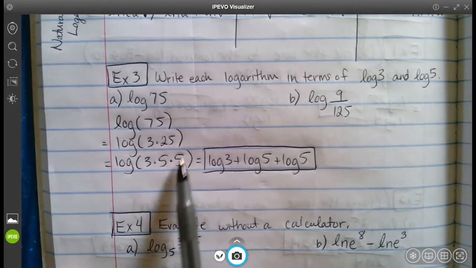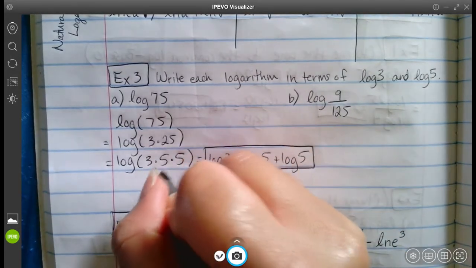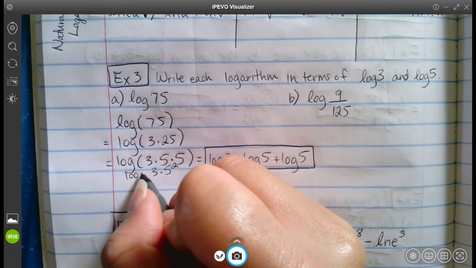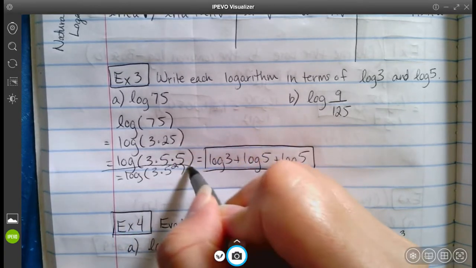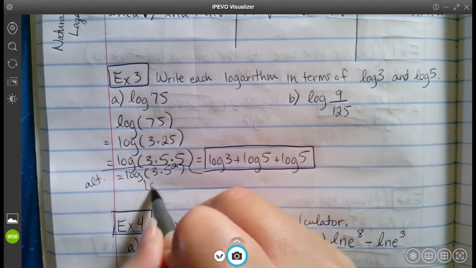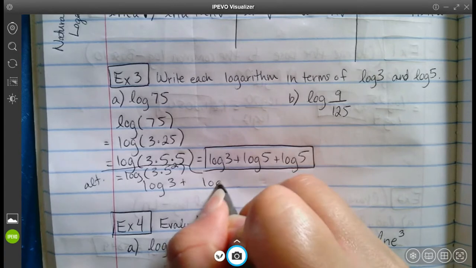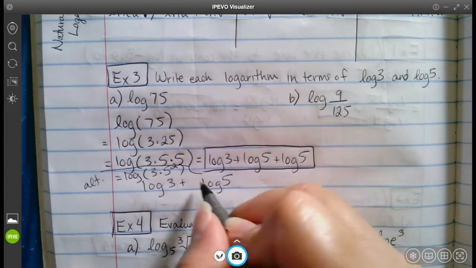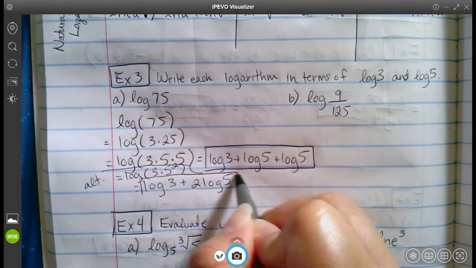I could also rewrite this one since there's two 5s. I could make this 5 squared. I could do 3 times 5 squared. So let me rewrite it like this. Log of 3 times 5 squared. This is the alternate form, I guess you could say. We can say this is equal to log 3 plus log 5 squared. But that power, according to the third rule, I could move it to the front. So plus 2 log 5. So that's another way you could rewrite this one.